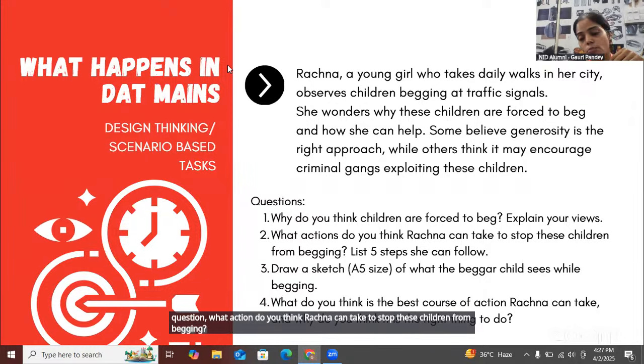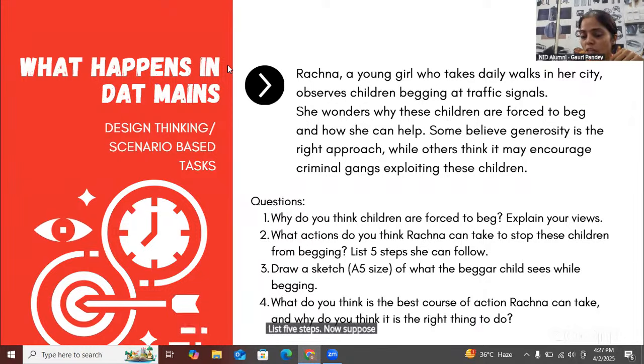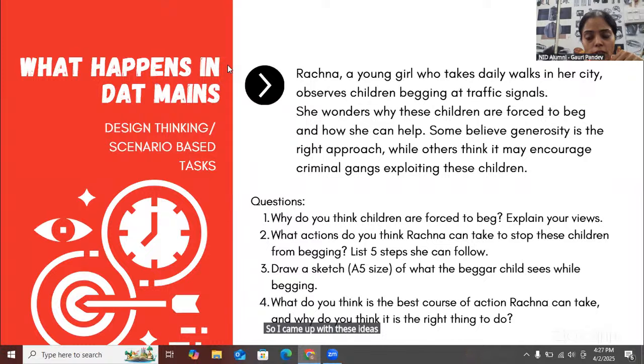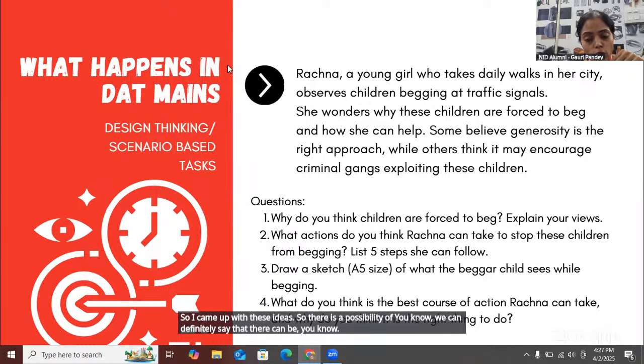List 5 steps. Now, suppose listing means just briefly writing them down. You're not supposed to explain them in detail. So I came up with these ideas. There is a possibility that we can definitely say there can be, launch a police complaint and get those people out of there. But is that empathy? No.